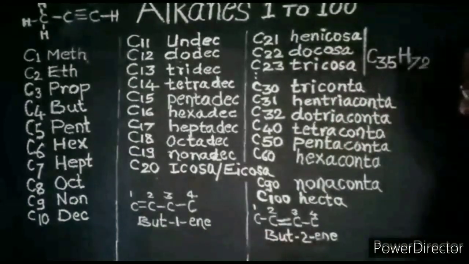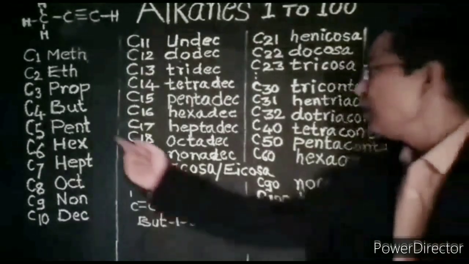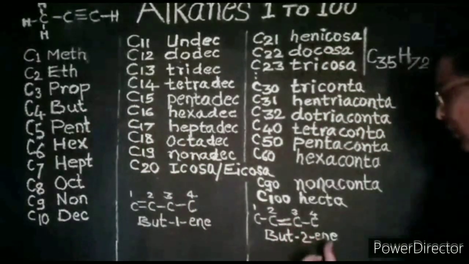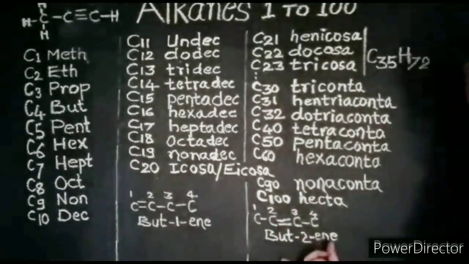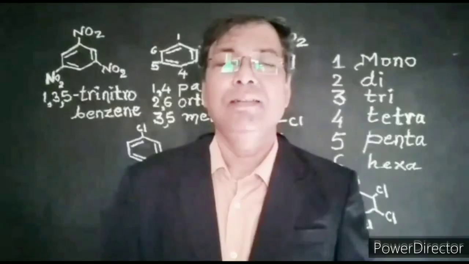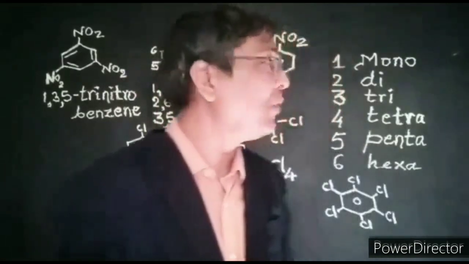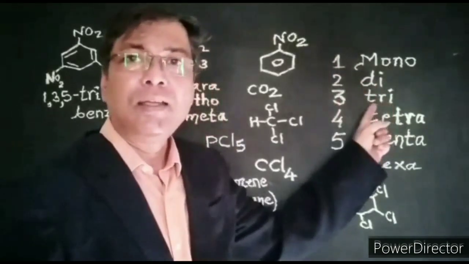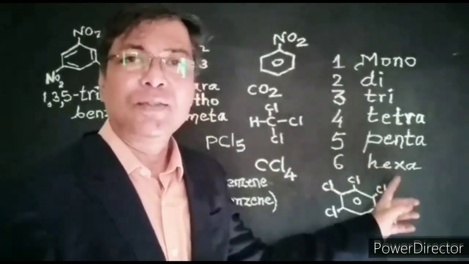In this example, there are 4 carbon atoms in a straight chain, so its name is but. And there is a double bond, so its name is butene. The double bond starts from the second carbon atom, therefore its IUPAC name becomes but-2-ene. In organic chemistry, functional groups and substituents are counted in this way. For 1, mono. For 2, di. 3, tri. 4, tetra. 5, penta. 6, hexa. In this way.